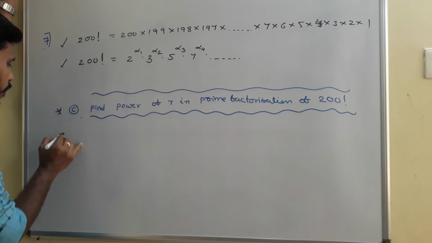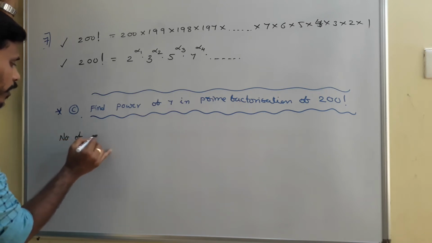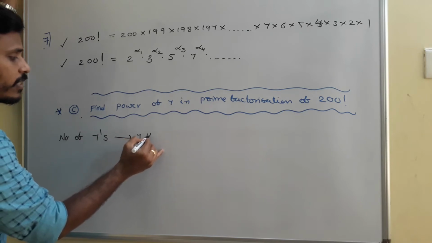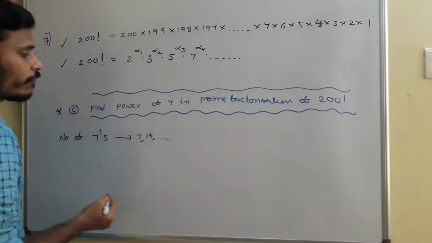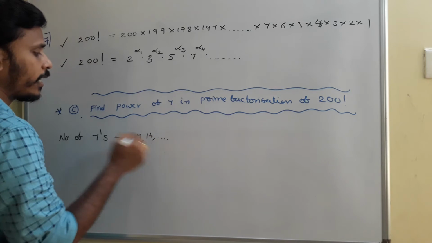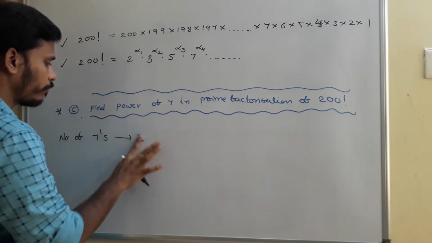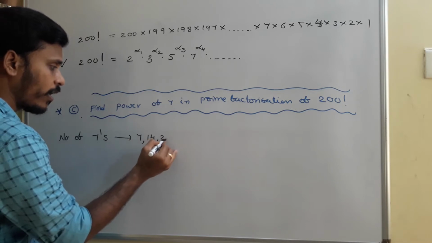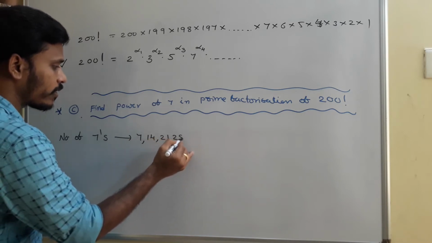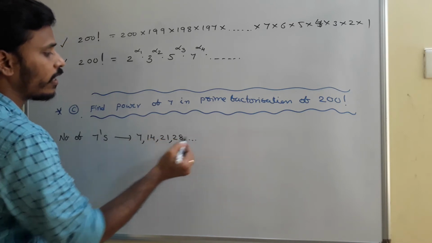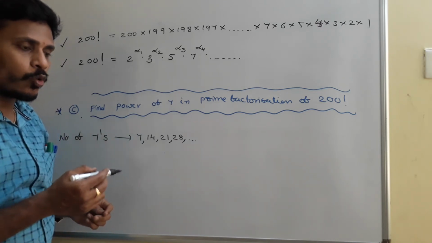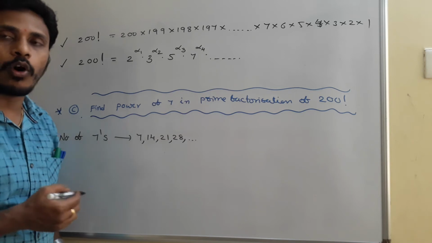Okay, number of 7s. You just think about it. Number of 7s are simply nothing but 7, 7 into 2 is 14. Like that we need to search. Okay, 7, 7 into 2 is 14, 7 into 3 is 21, 7 into 4 is 28. Like that if you move up to 7 into 20, it is 140.